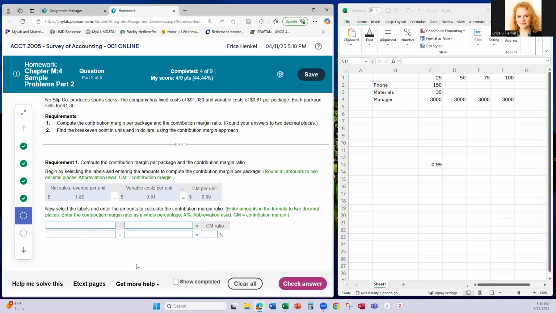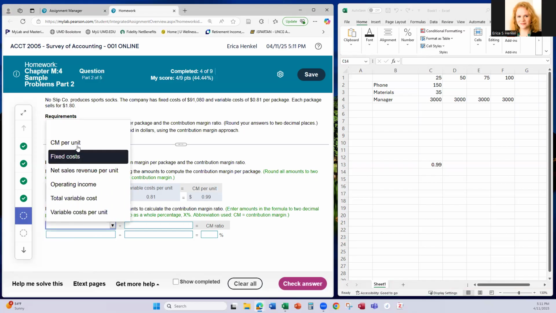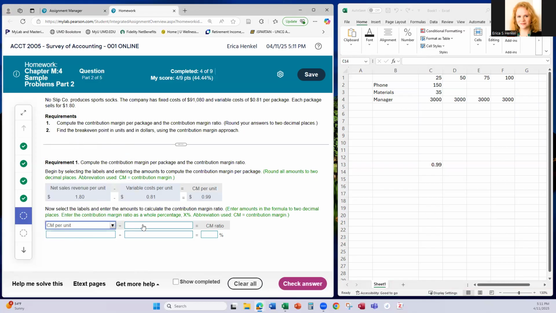All right, and then it says, enter the amounts to calculate the contribution margin ratio. So we take our contribution margin per unit and divide it by our net sales per unit to get our contribution margin ratio. So 0.99 divided by, I'm sorry, $1.80 is sales here. So sales revenue per unit is $1.80. That gets us to 55% or 0.55, okay?